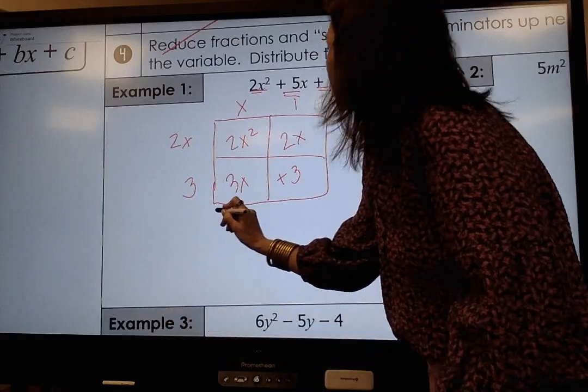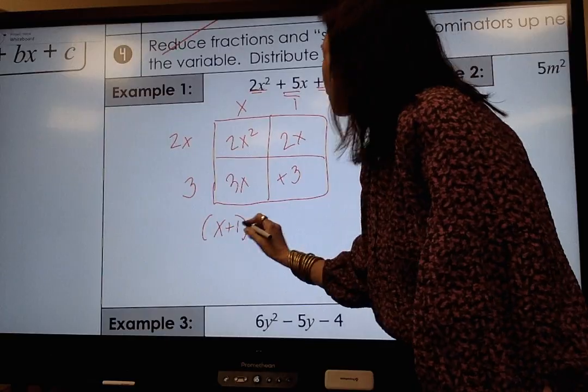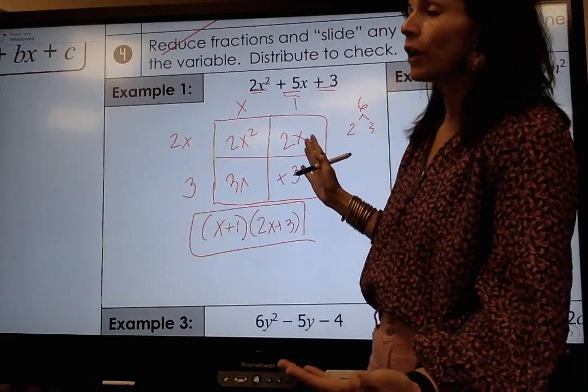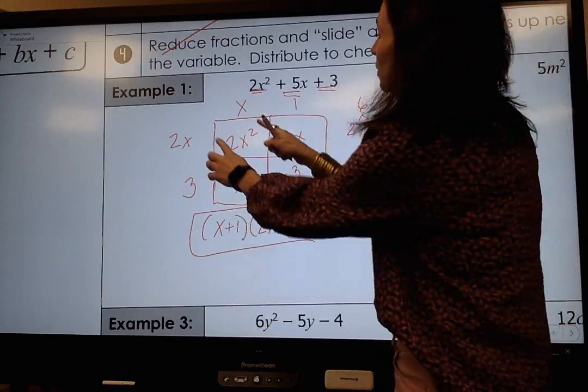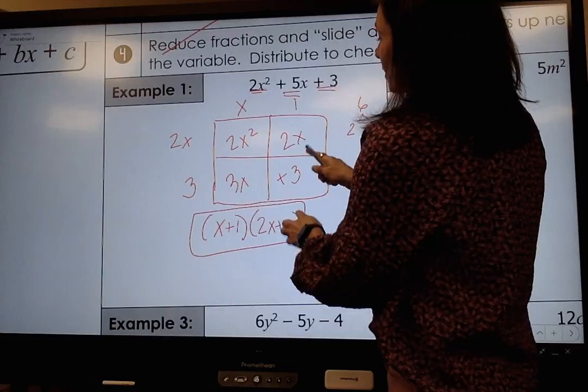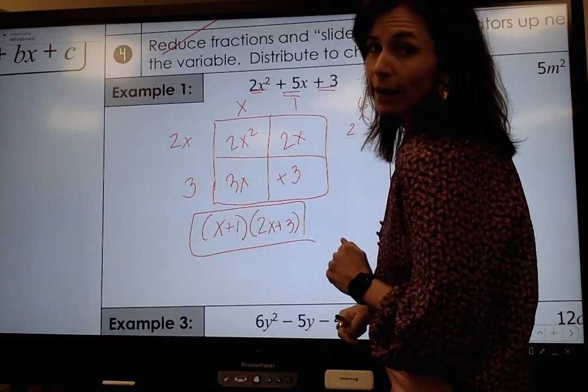I got my length and my width. I just need to write it. So my length is x plus 1, and my width is 2x plus 3. And I've already checked it because I took the time to look. Does that multiply? And it combines to give me a 5x. Therefore, that's the right answer.